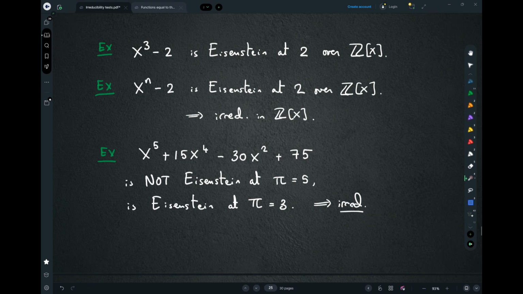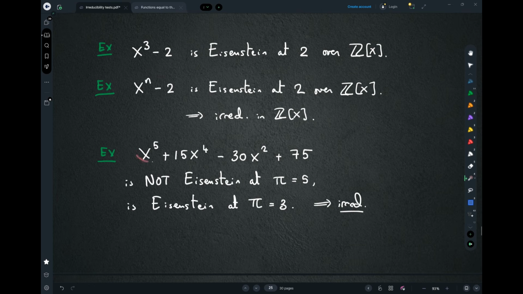So this is nice because it allows me to generate irreducible polynomials of any degree. That's one of the uses of Eisenstein polynomials and Eisenstein's criterion. So this is an irreducible polynomial for any n.